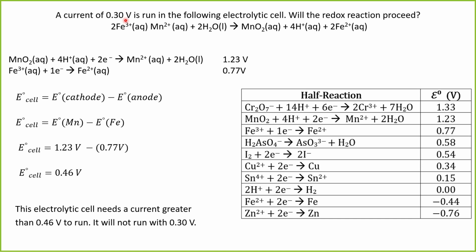So even though this problem specifies an electrolytic cell, I find it is easier to treat it at first like a galvanic cell just to get your value for E cell. And then once you have your E cell, you can compare it to your voltage and see if it will run like an electrolytic cell.